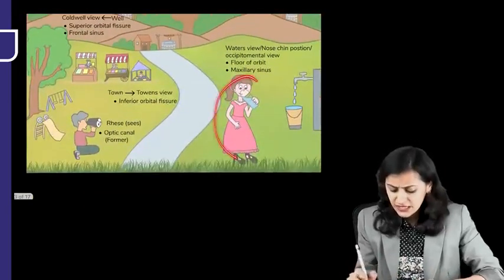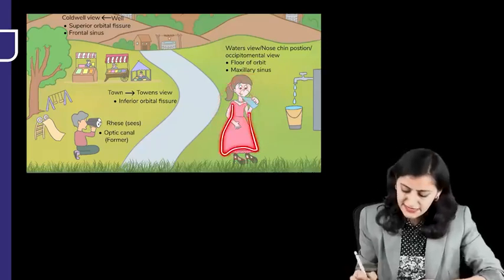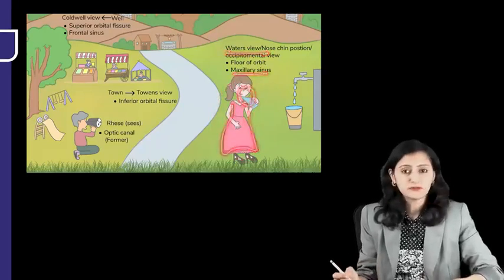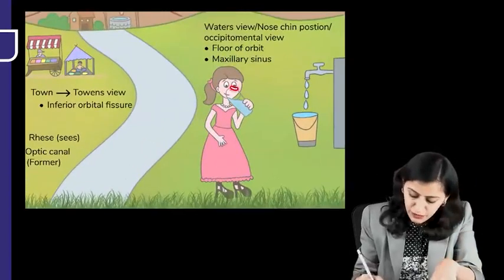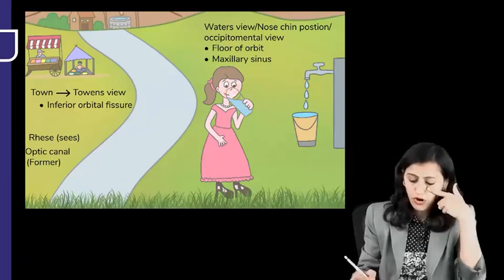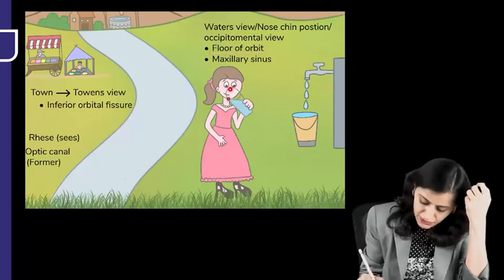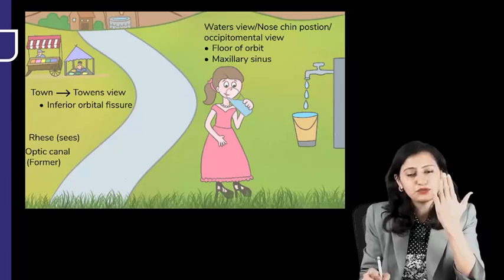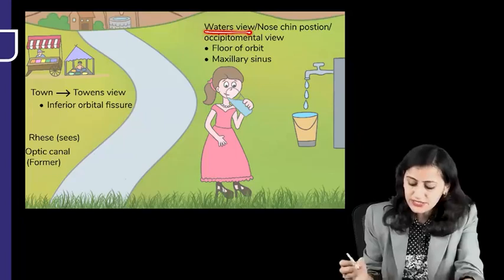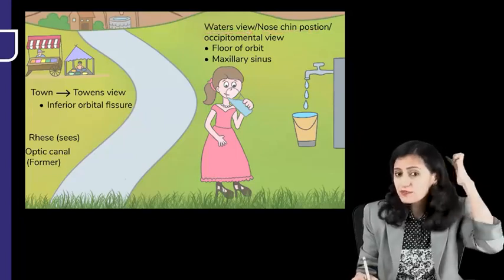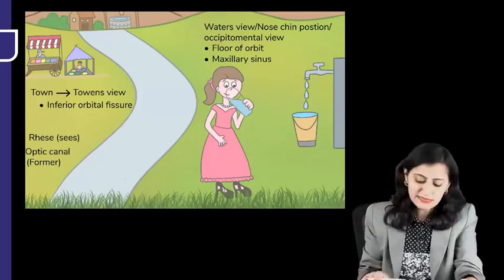Then we have a girl wearing maxi and she is drinking water. So maxi is maxillary sinus and it is the Waters view. When this girl is drinking water, the glass is touching the floor of the orbit. So Waters view is also for the floor of the orbit, and it is touching the nose and the chin. When we do the Waters view, the patient is asked to touch the nose and the chin on the cassette. So it is the nose-chin position or occipitomental view. The X-ray beam comes from behind, goes to the mental area, covering the maxillary sinus.